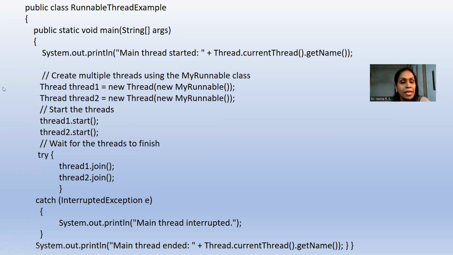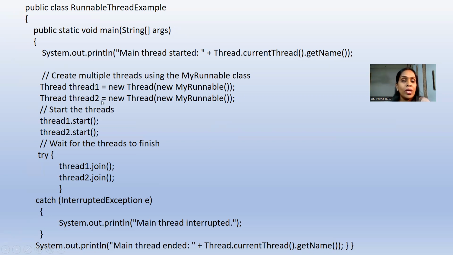So that's why we have created thread1 and thread2 as objects of the Thread class. How will we create them? new Thread, and in this constructor we are making use of the myRunnable class, which is implemented from the Runnable interface. And we have not used an object name here. We are just creating an anonymous object and passing it into the constructor of Thread. So how many threads have we created now? Two threads, thread1 and thread2.